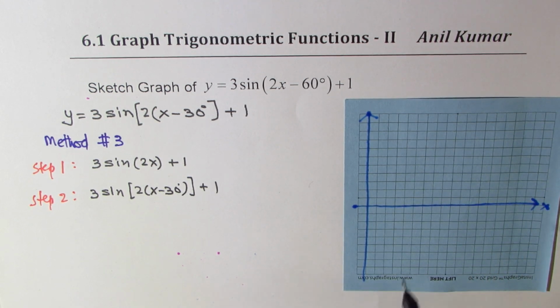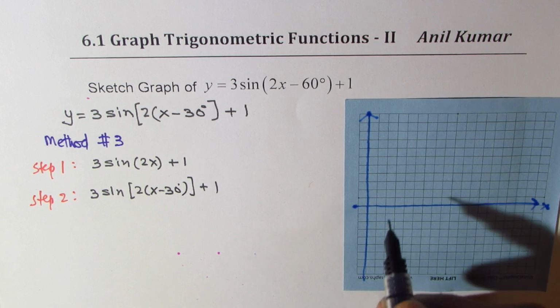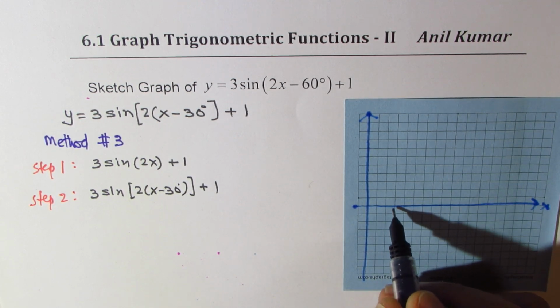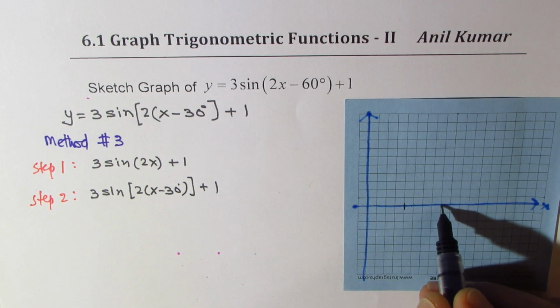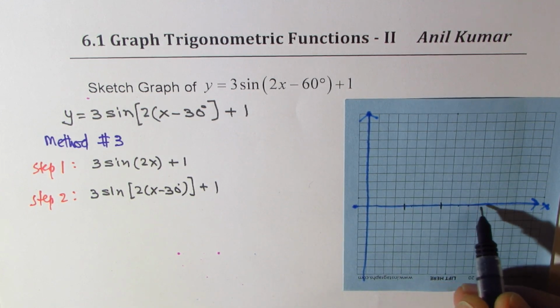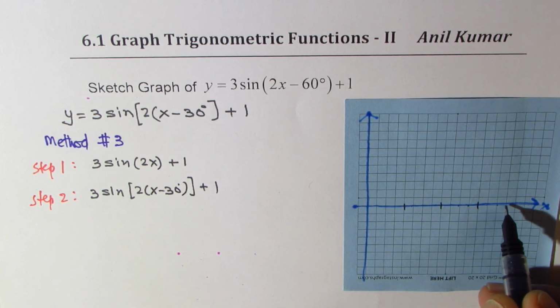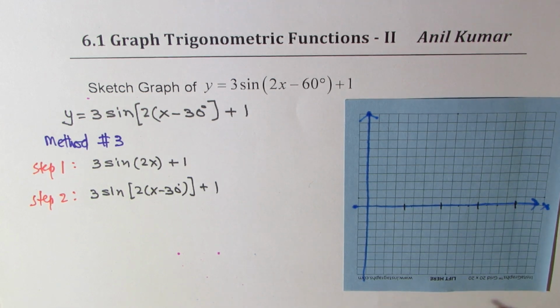Now again, we divide it into 4 parts. That's very critical. 1, 2, 3, 1, 2, 3, 4. These are my 4 quarters, correct?